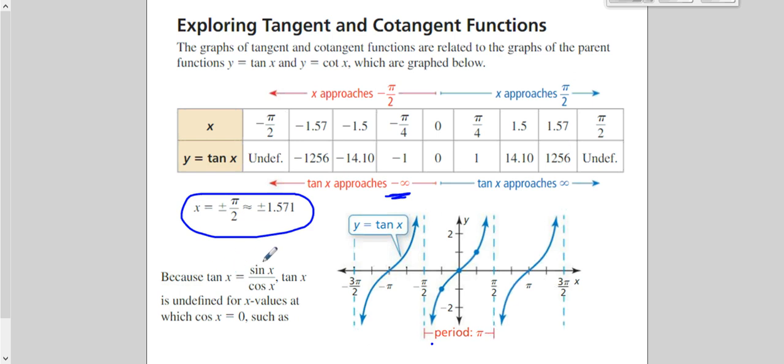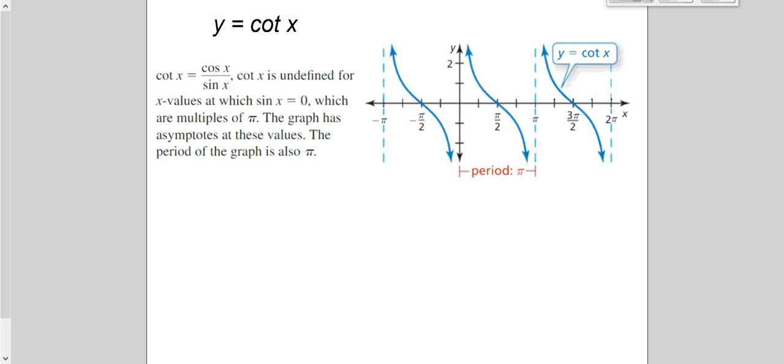Remember that tangent of x is equal to sine of x divided by cosine x. So tangent x is undefined for x values for which cosine of x equals 0. So we learned how to graph cosine and sine previously. So wherever cosine would have been 0, that's our asymptotes for our tangent function. Cotangent. Cotangent is the reciprocal of tangent. So it's cosine divided by sine. So now that sine is in the denominator, cotangent x is undefined for x values at which sine of x equals 0. So that means their asymptotes are in different places.